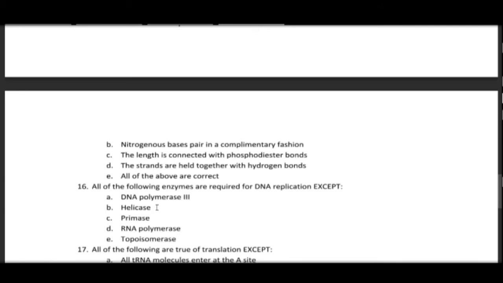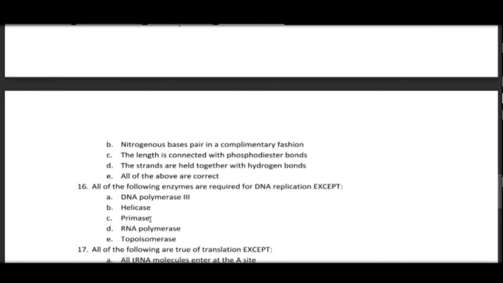C says helicase, so that's unwinding, or breaking up your base pairs so you can get in and replicate those strands of DNA. So helicase is going to unzip the helix, pulling those strands apart.